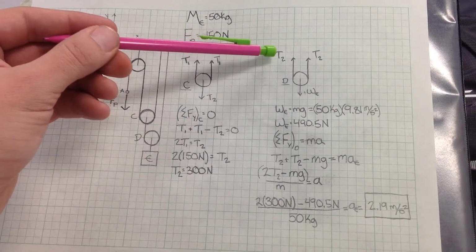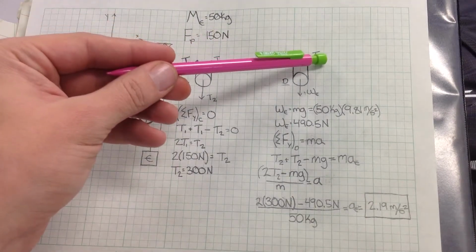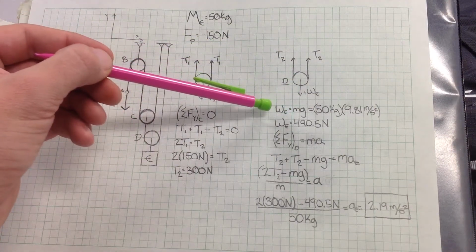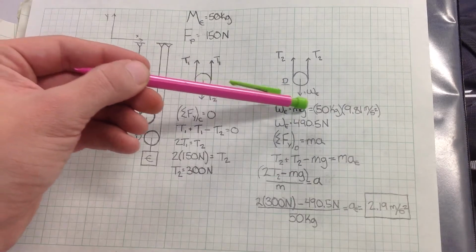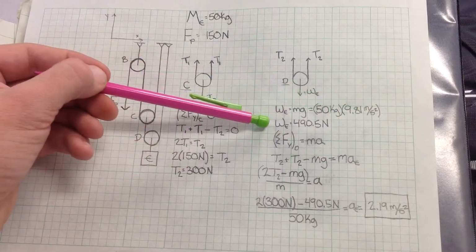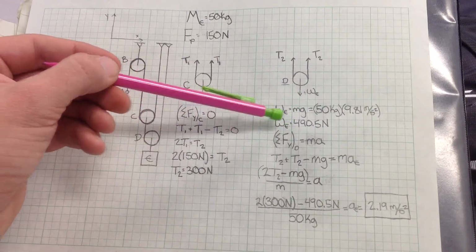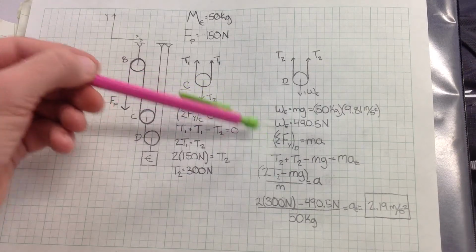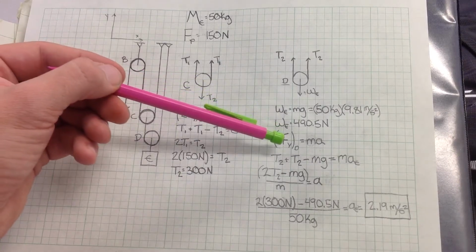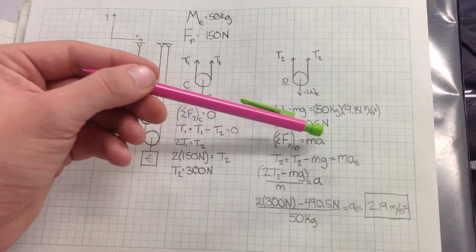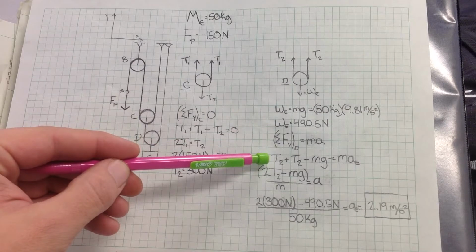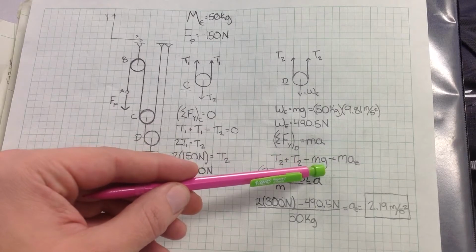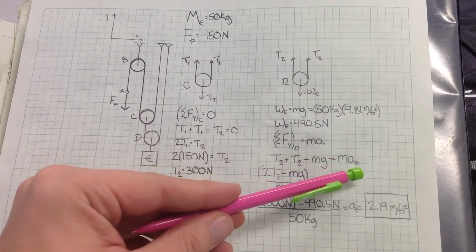So at pulley D, we have our two T2s and the weight of our mass. To quickly solve for the weight, it's just mass times gravity. So we have 50 times 9.81, which gives us a weight of 490.5 newtons. Now we apply Newton's second law: the sum of the forces at pulley D in the y direction equals mass times acceleration. These forces sum to T2 plus T2 minus our weight, which is mass times gravity, equals mass times acceleration at E.